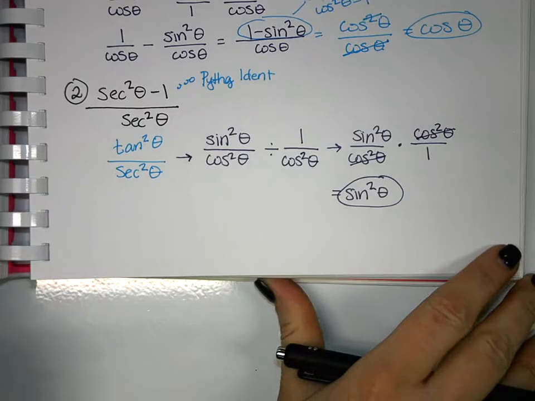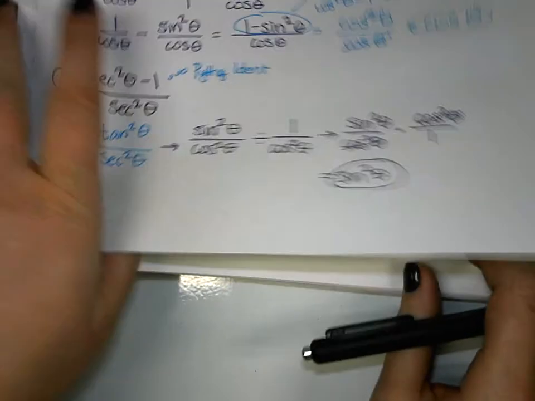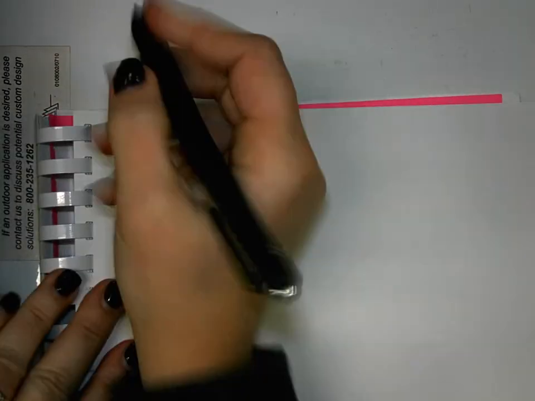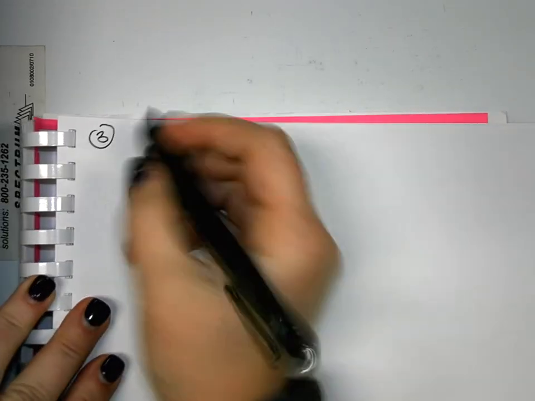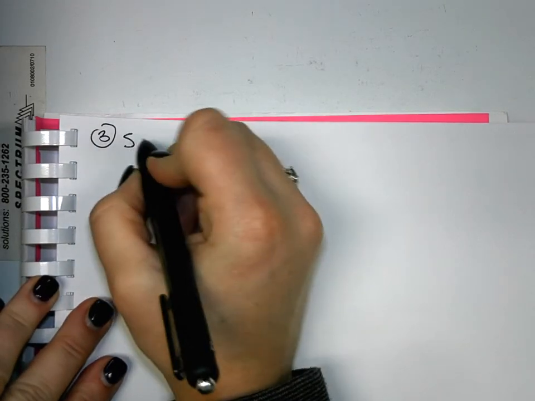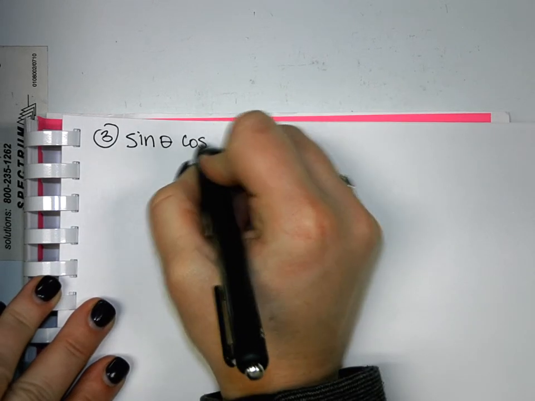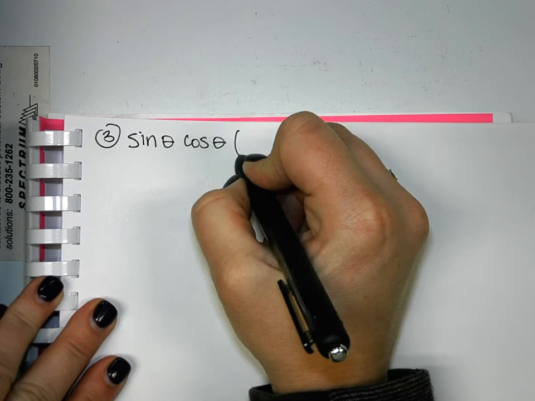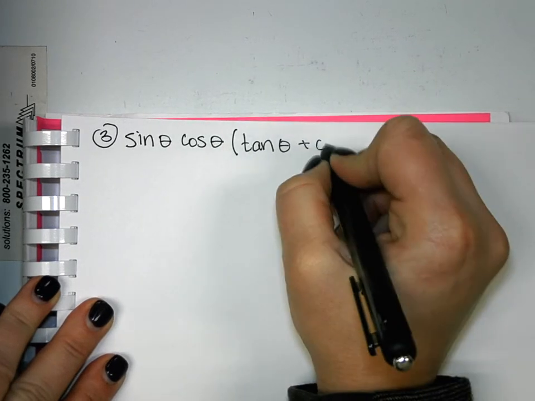Okay, number 3, I'm going to have to flip the page. Our third one: sine theta cosine theta times tangent theta plus cotangent theta.